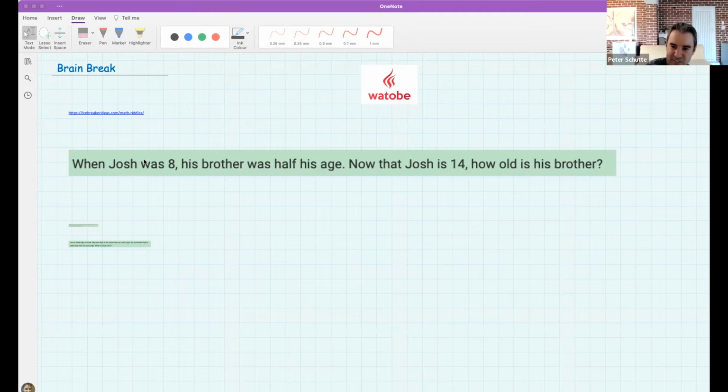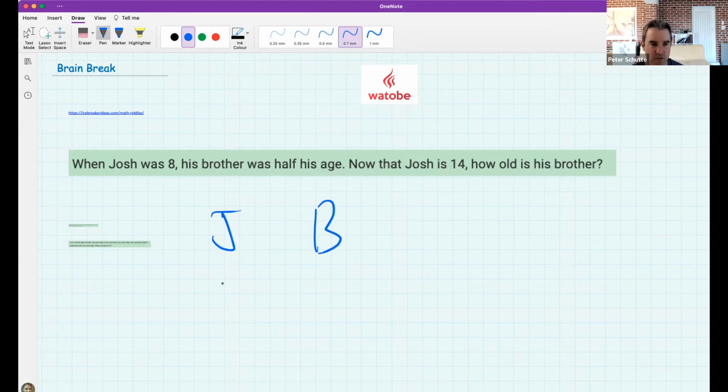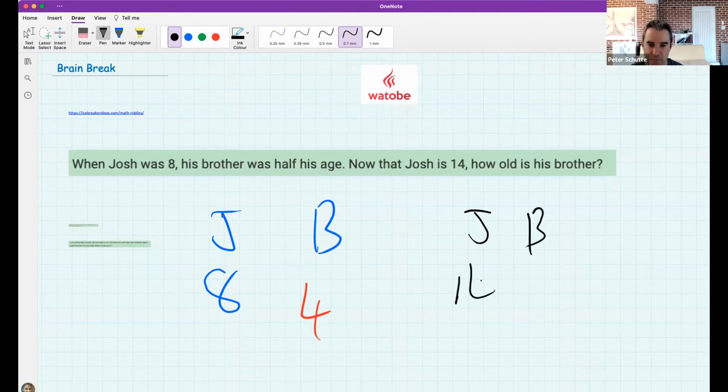Okay, careful, careful, careful. When Josh was 8, his brother was half his age. So Josh and his brother. When Josh was 8, how old was his brother? And now that Josh is 14, how old is his brother? Aha, yes. Sneaky, watch out. So when Josh was 8, his brother was 4. Now that Josh is 14, his brother is still going to be 4 years younger than him, which means it's 10.